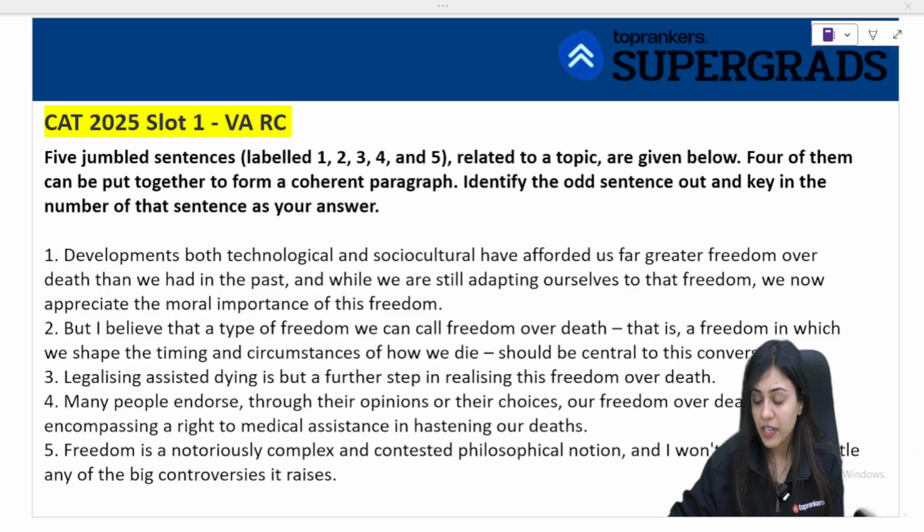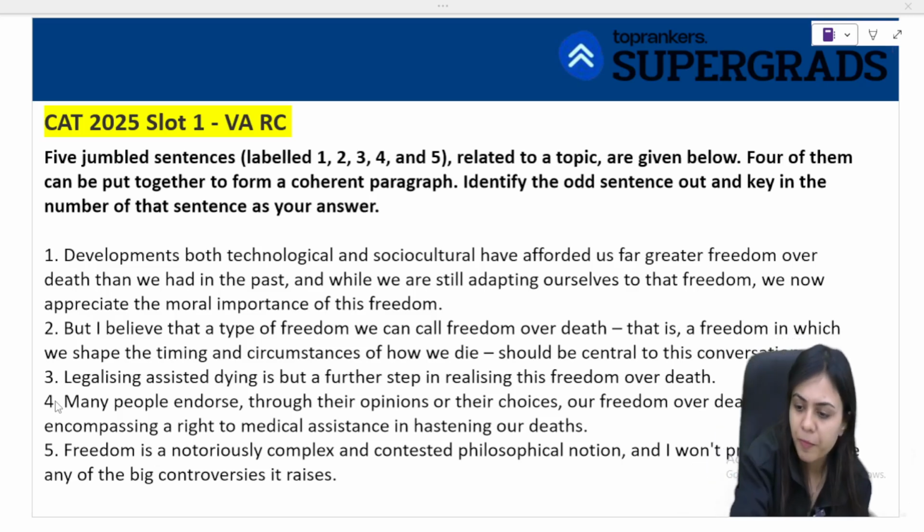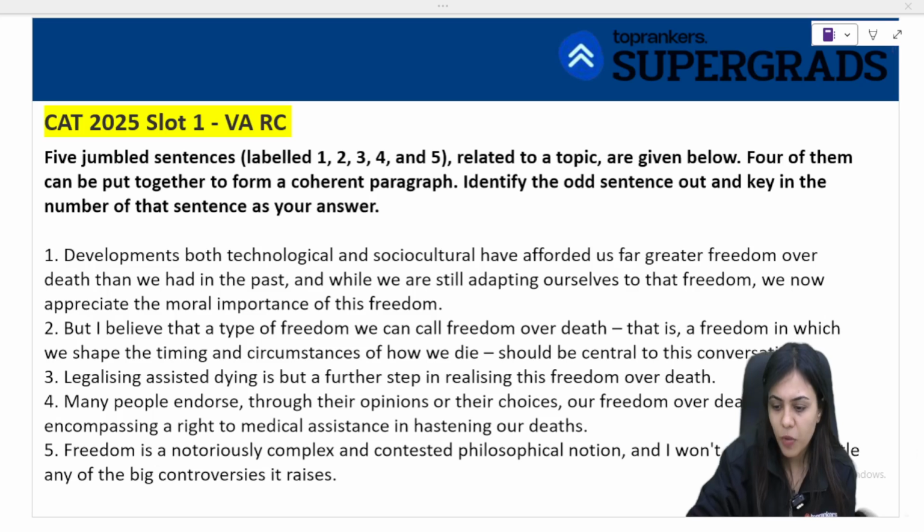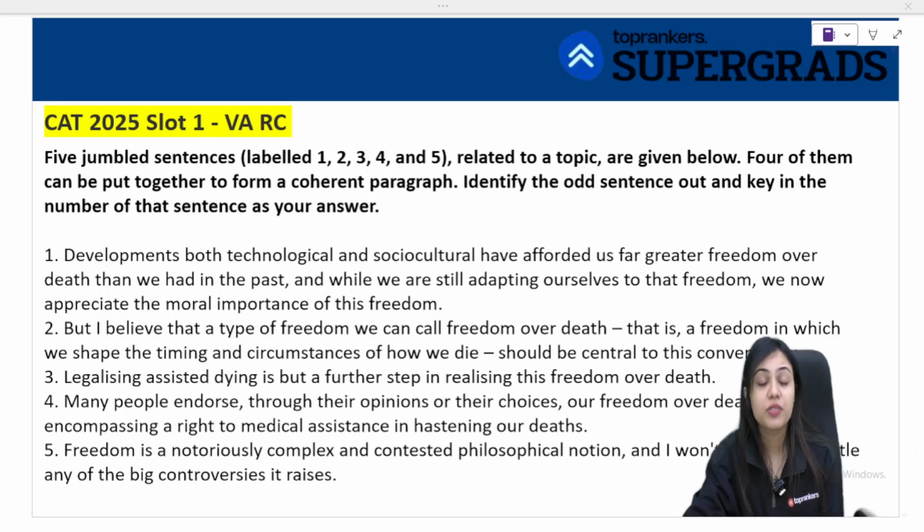Okay, you need to understand now the correct flow. So the opening statement in this case would obviously be option 5, because that kind of introduces us to the premise. Freedom is a notoriously complex and contested philosophical notion. We can see it here. So we are setting the stage by using this statement. Then we move to the second one, right? But I believe that a type of freedom we can call freedom over death, that is a freedom in which we shape the timing and circumstances of how we die, should be central to this conversation. This introduces freedom over death.